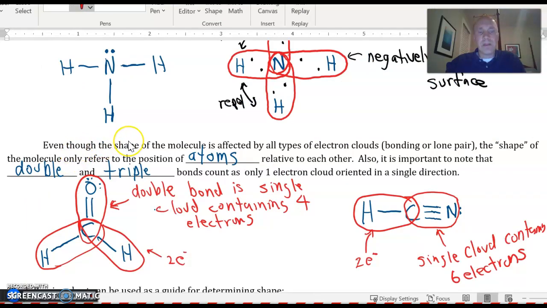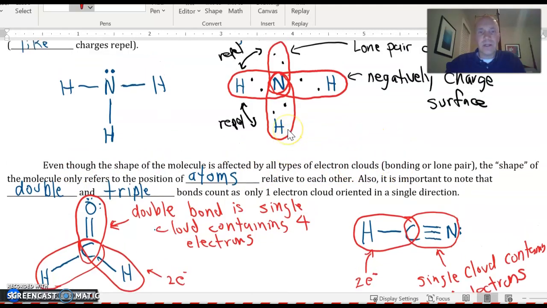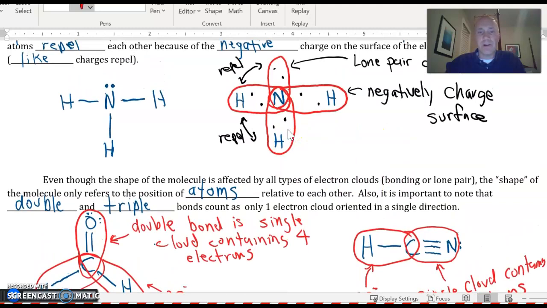So one thing that can make this theory a little bit confusing is the fact that even though these electron clouds, the electron pairs or the lone pairs, such as this right here, affect the shape of molecules, they're not included in the shape of the overall molecule. The overall molecule shape refers only to the position of the atoms. All right, so hopefully that will make more sense when you see examples of molecules that have lone pairs in them.